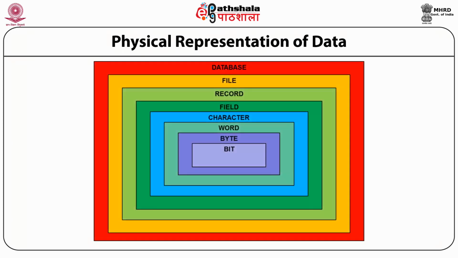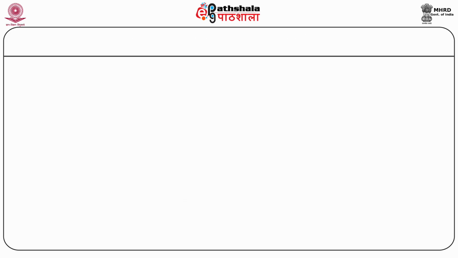This is the physical representation of data in a database. Here you can see that the red bordered part is the database. Inside this database we have several files. Then the files have records in them, and then you can see in the records we have several fields. These fields contain the value in the form of characters or words, and these values actually are stored in the form of bytes and bits.